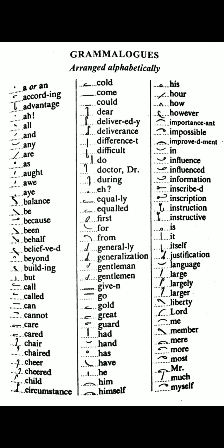Hello students, this is the list of Grammalogues arranged alphabetically. Dot above the line for a or an. Curved above the line according for accord or according. D with B hook above the line for advantage.